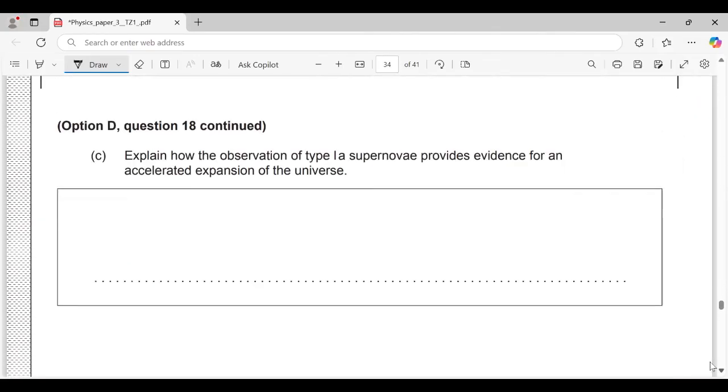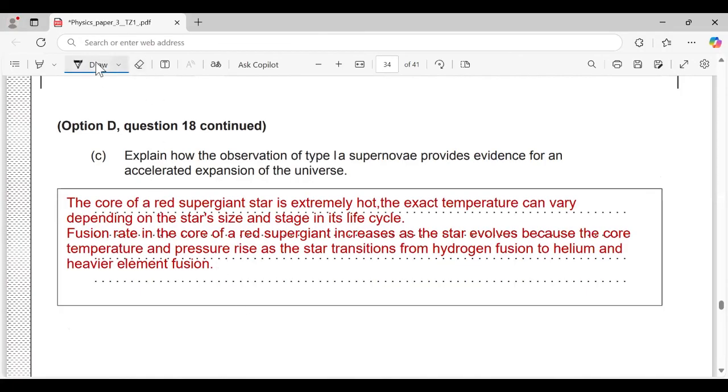Next. Explain how the observation of type 1a supernova provides evidence for an accelerated expansion of the universe. Okay, so I have provided my explanation. You may copy or you may add your opinion into this explanation.